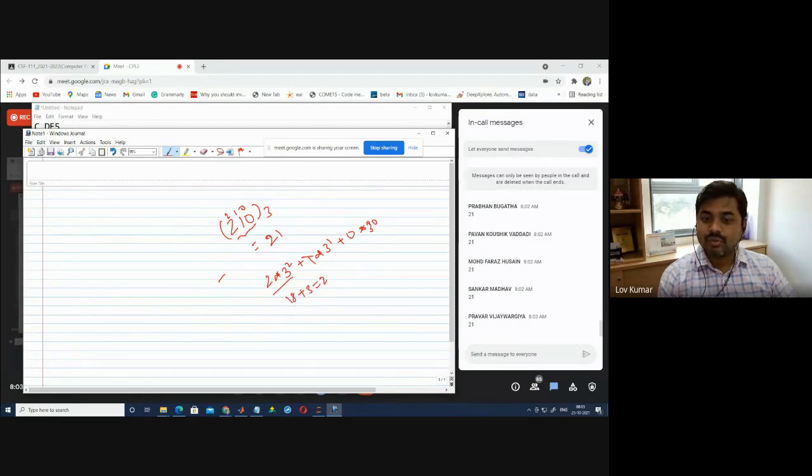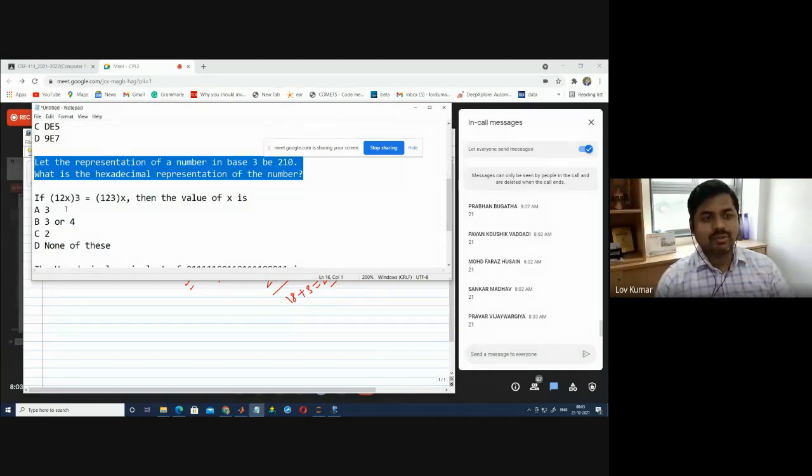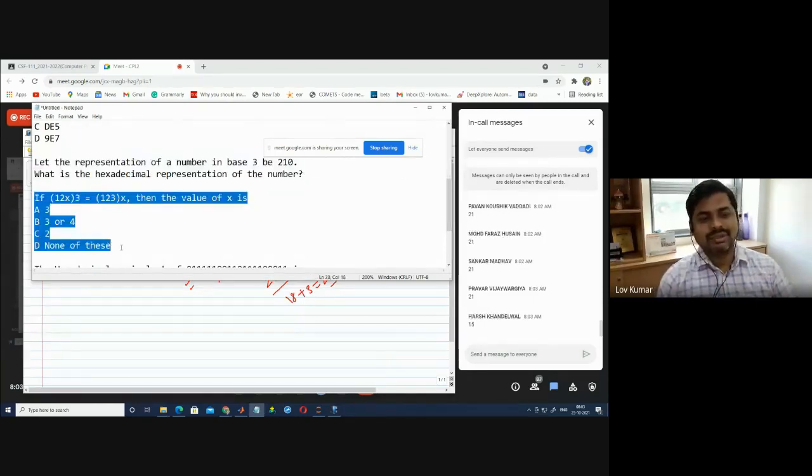Okay, so 21. To convert 21 to hexadecimal, we will write 16 here. So now what value will we get here? This one is 5, so 15 is the right answer. Okay, 15 is the right answer. Now next one, we will try the next one. This one we will try.